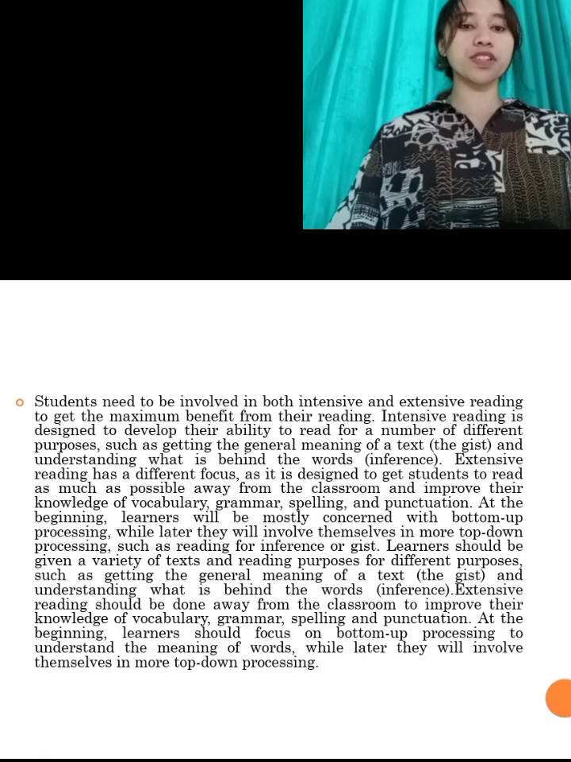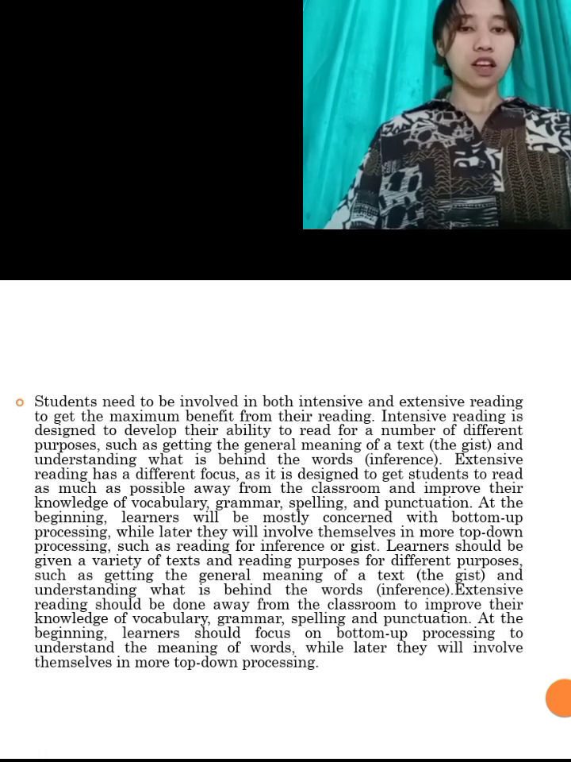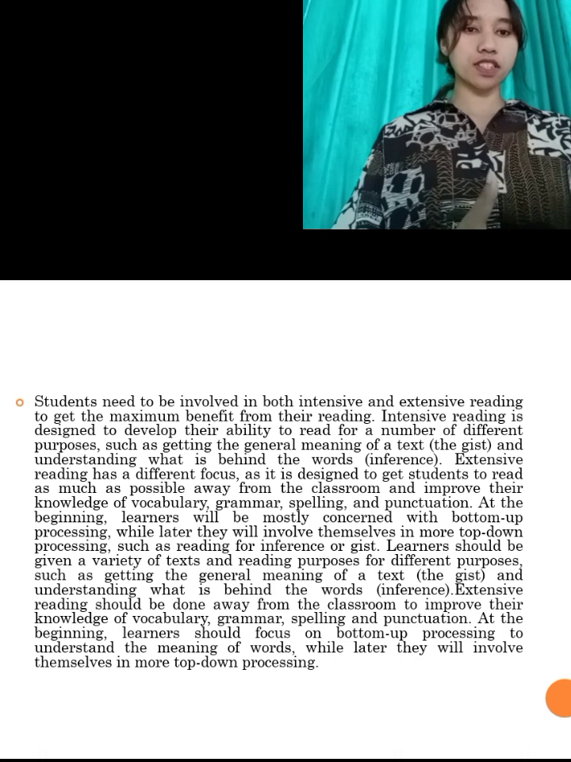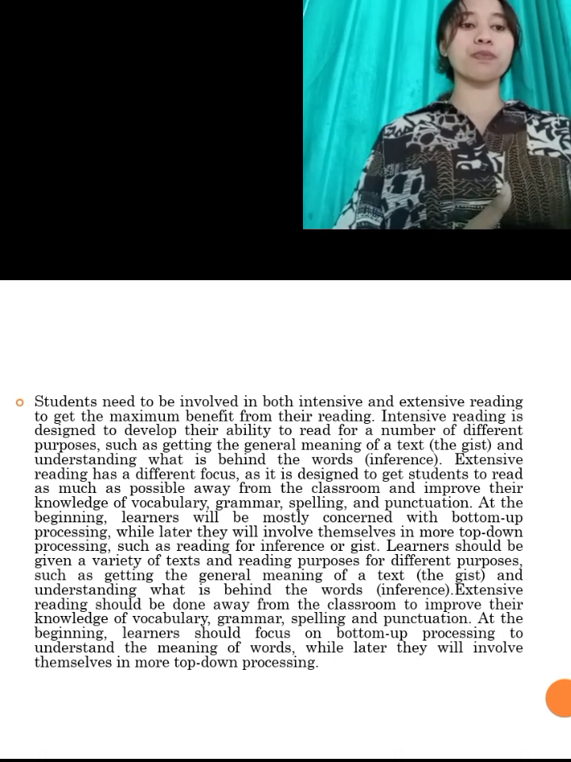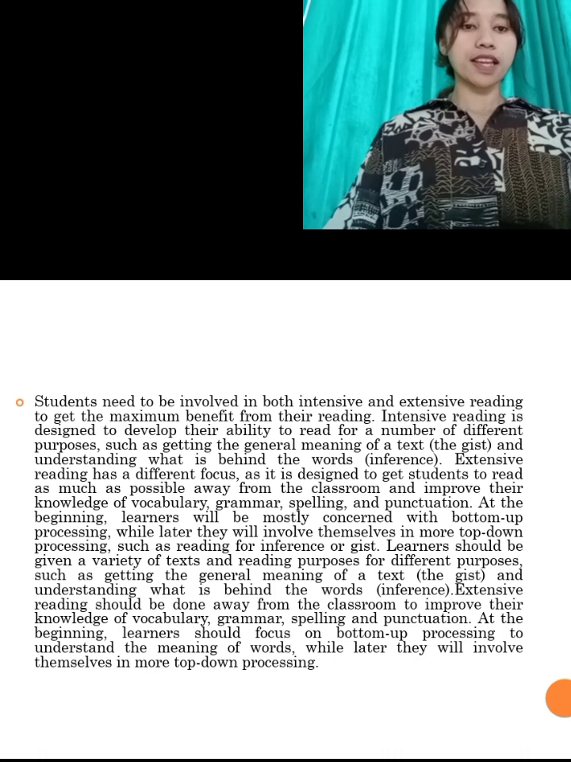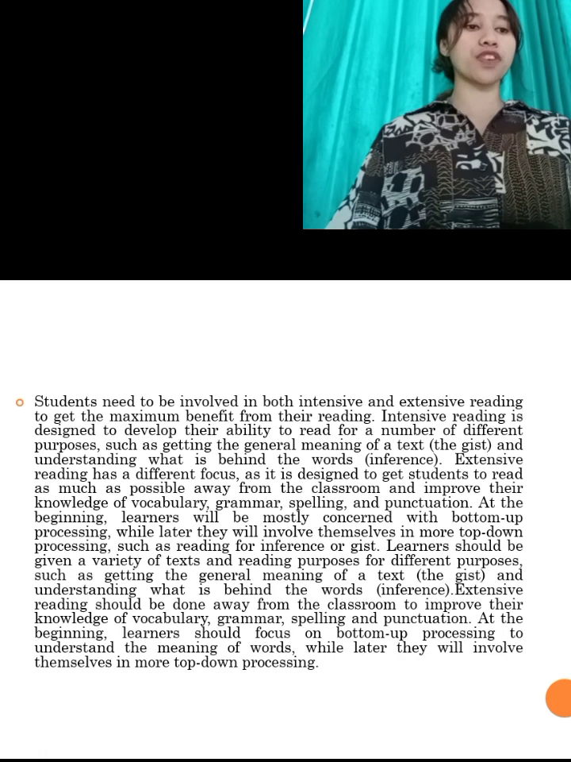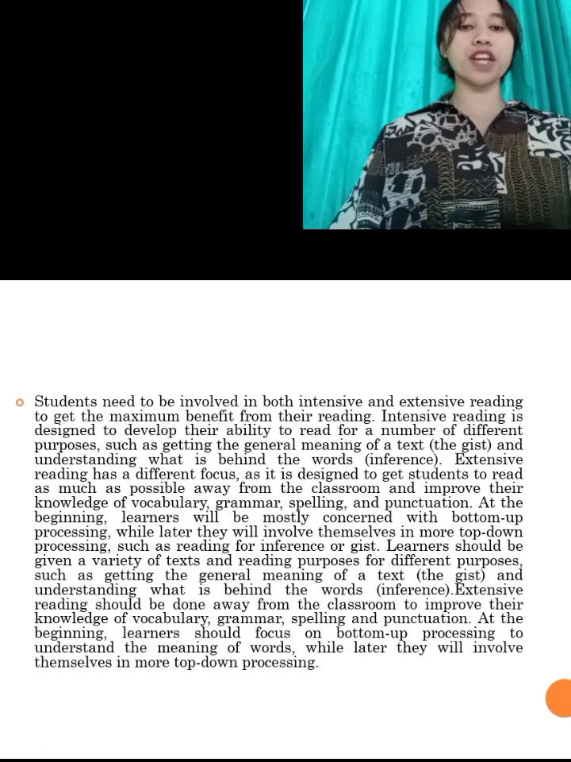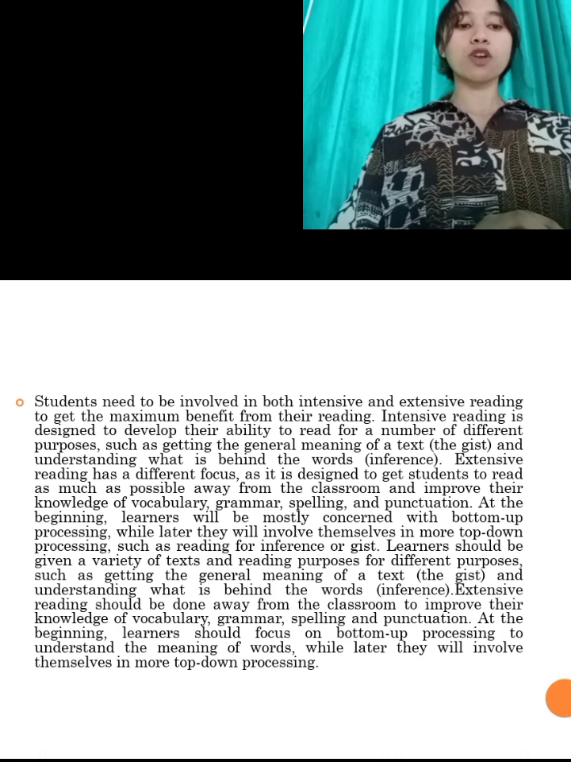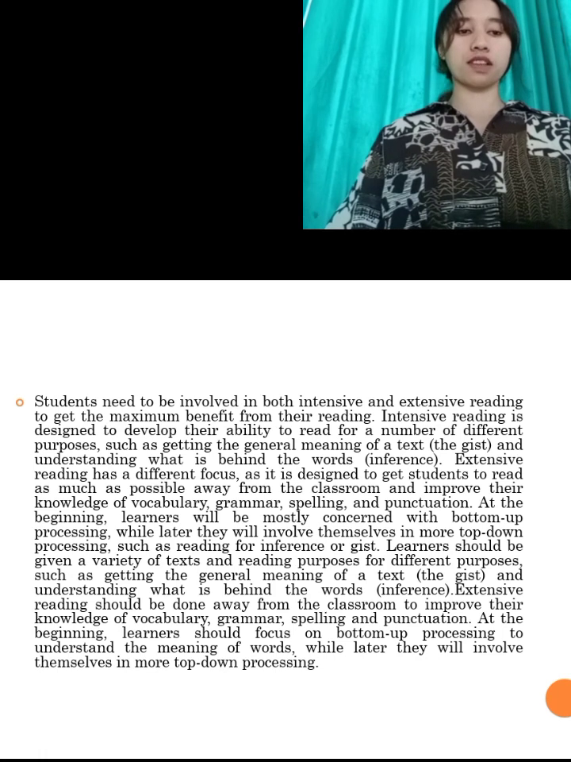Learners should be given a variety of texts and reading purposes, such as getting the general meaning of the text and understanding what is behind the words, inference. Extensive reading should be done away from the classroom to improve their knowledge of vocabulary, grammar, spelling, and punctuation. At the beginning, learners should focus on bottom-up processing to understand the meaning of the words, while later they will involve themselves in top-down processing.